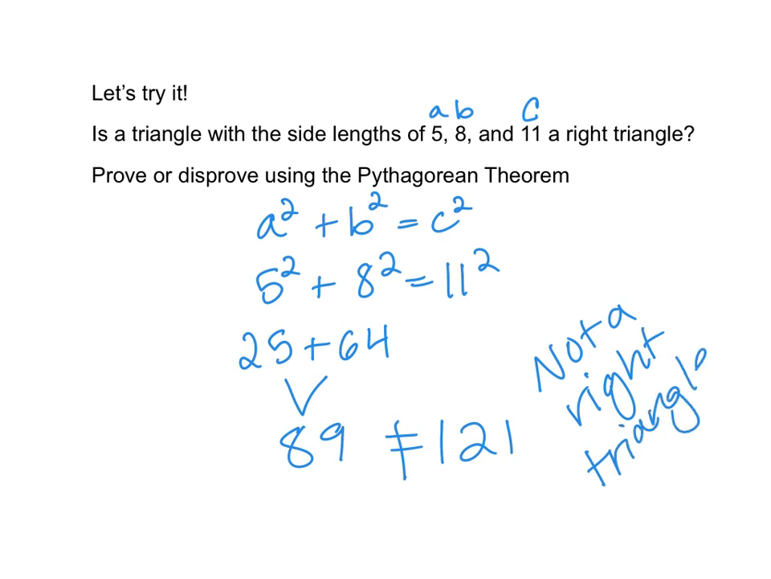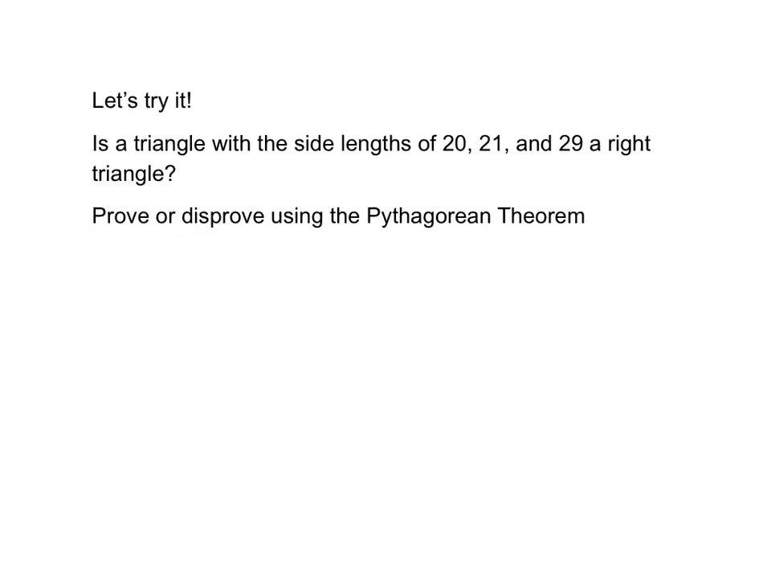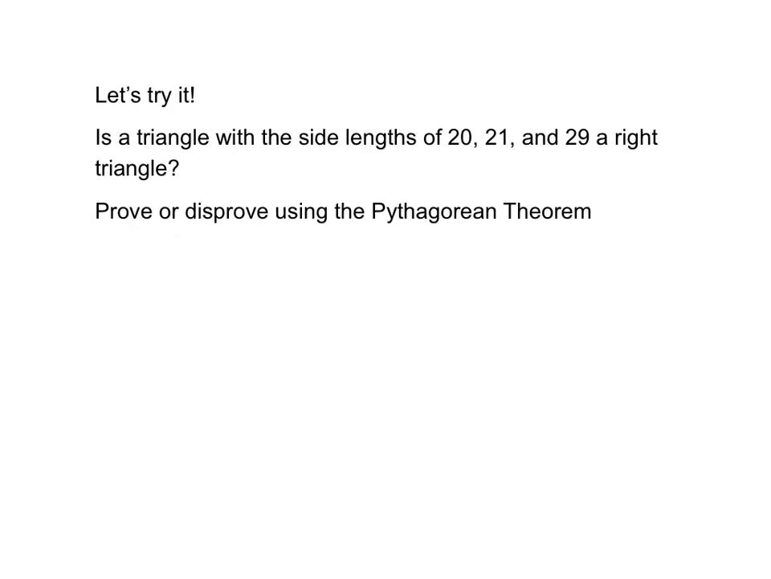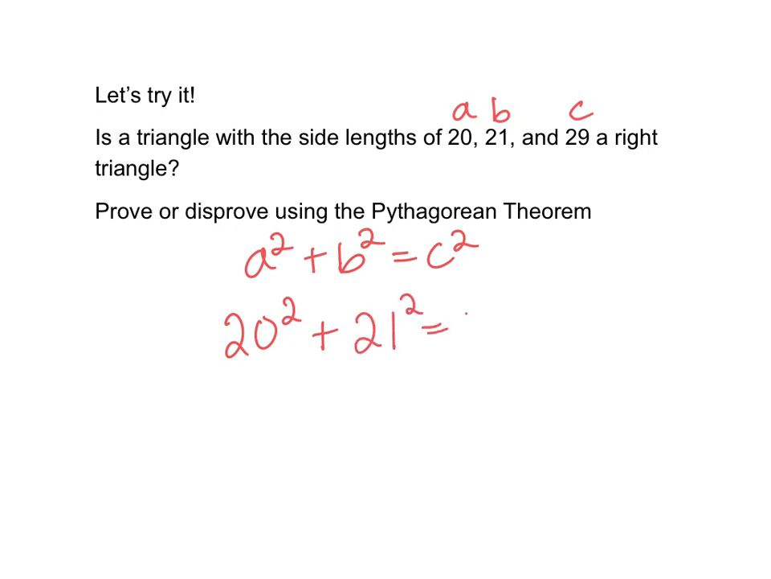We're going to do one more like this. So it's another one where they didn't give us a picture, but they said is a triangle with the side lengths of 20, 21, and 29. So I'm going to go ahead, a, b, and c, because the hypotenuse, or c, has to be the longest. a squared plus b squared equals c squared. So I'm going to plug these values in. 20 squared plus 21 squared equals 29 squared.